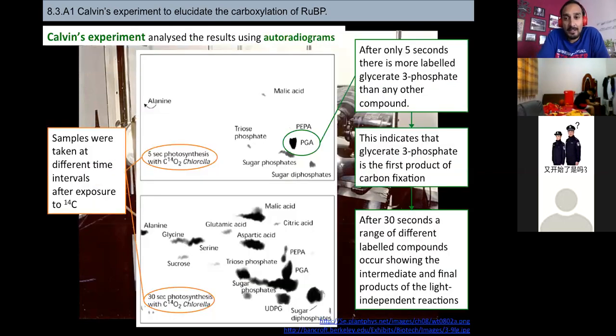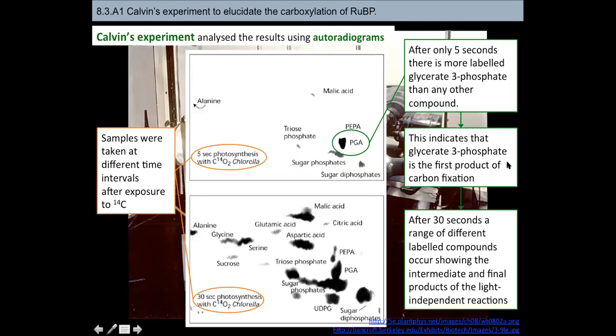And what did he find in his results? If you look at this picture, you can see 5 seconds of photosynthesis versus 30 seconds. What he's trying to do is stop the reaction after 5 seconds, take a sample, and see where the radioactive carbon got joined into the organic molecule first.